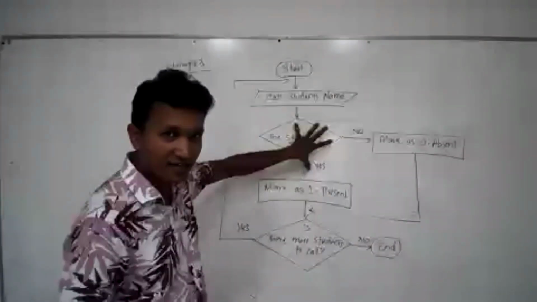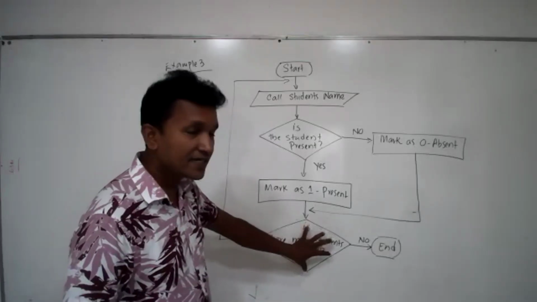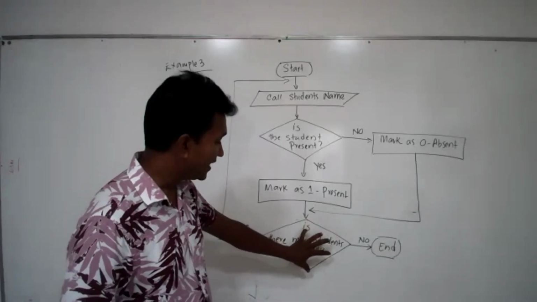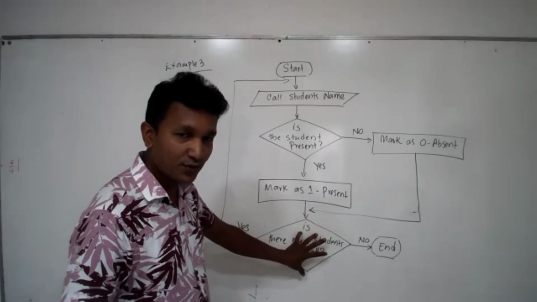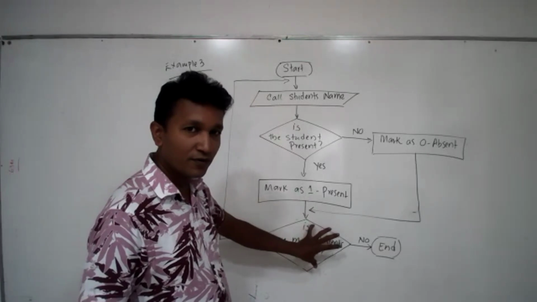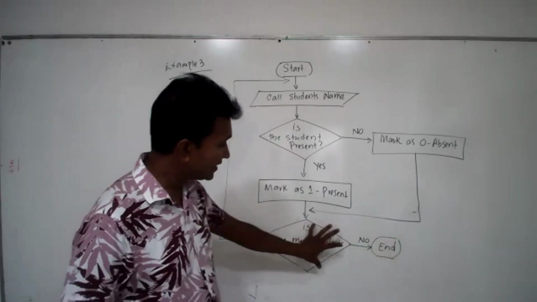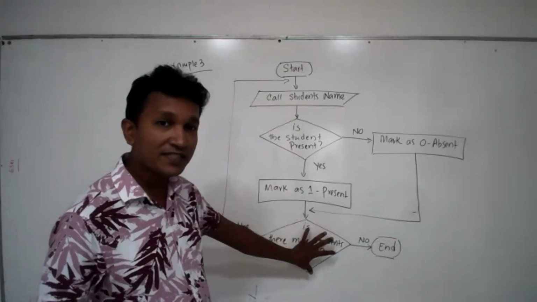Right? But here this is the condition for repetition. If this condition is true, we do the repetition. If this is no, false, we stop the program. So therefore, this is a condition for the repetition.